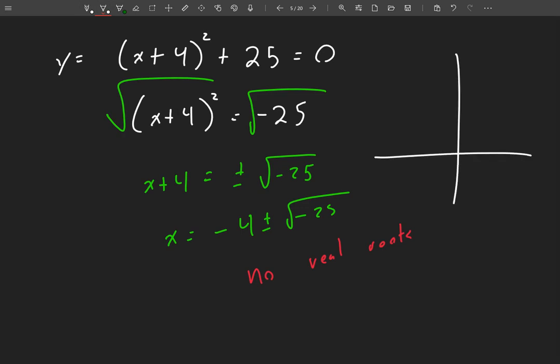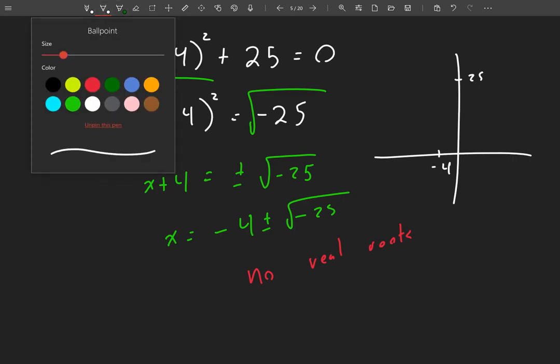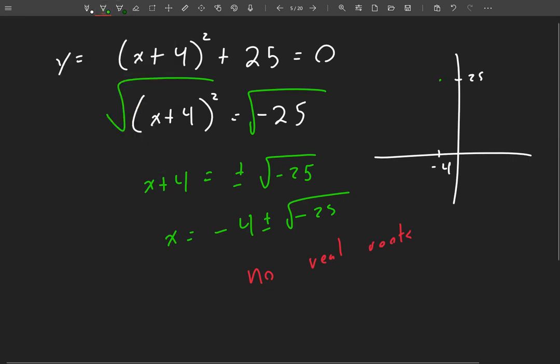The vertex is negative 4 and positive 25, and it goes upward, right? Which means this thing does, oh, that's terrible. It does this. And no real roots means it's not going to touch the x-axis at any point. And so if you just kind of glanced at this and thought, well, it goes up and it starts above the x-axis, then of course we're not going to have any roots because it never touches the x-axis.